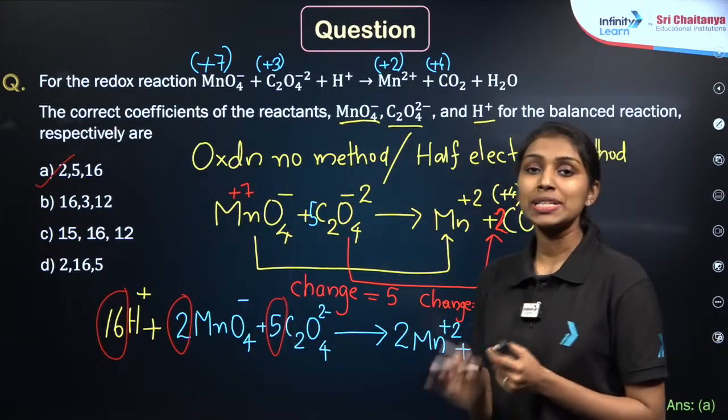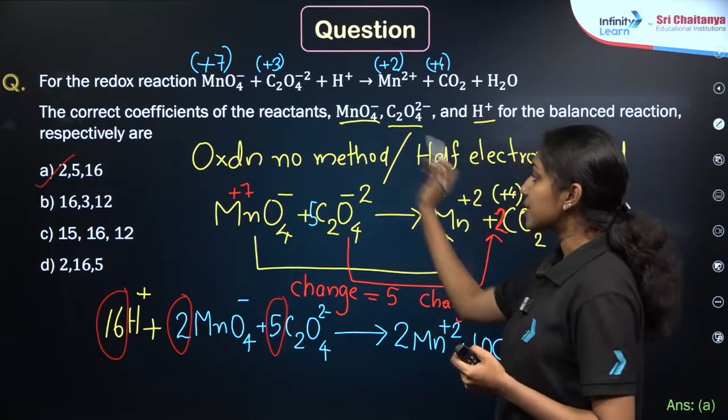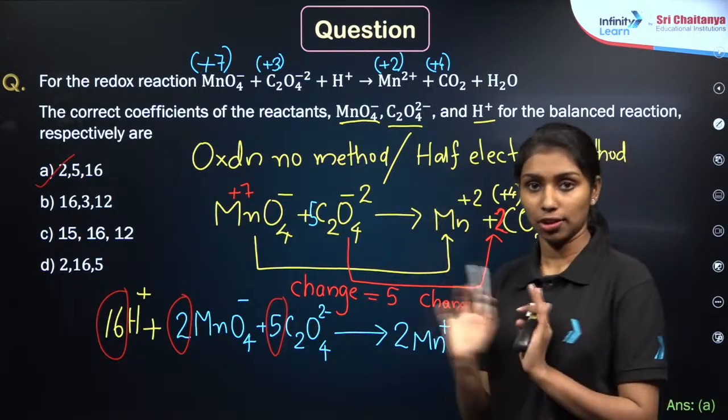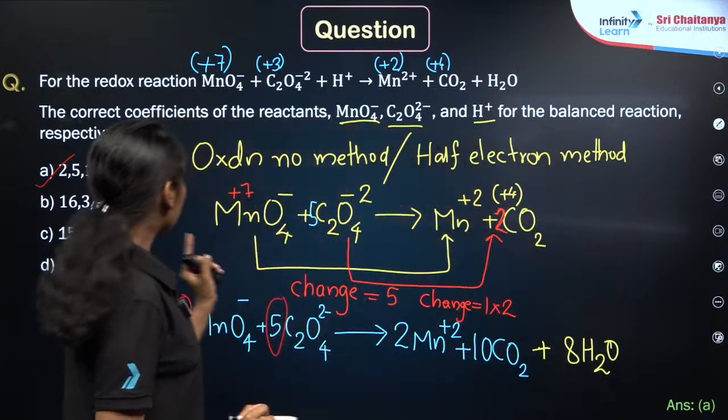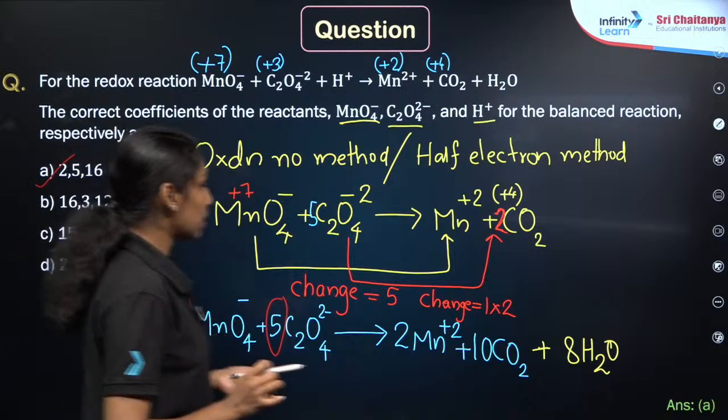In order to solve this question, you must have an idea about the balancing of redox reactions. In any of the methods, whether it is the oxidation number method or the half electron method, no worries. You just calculate the oxidation numbers and find out the balanced redox reaction using any of the methods. Clear?